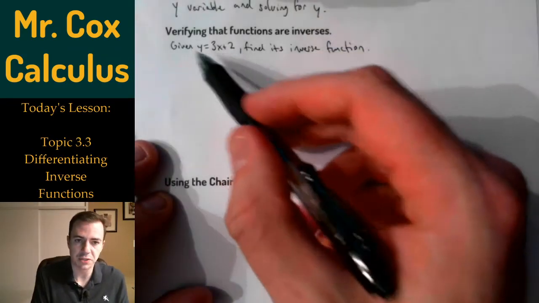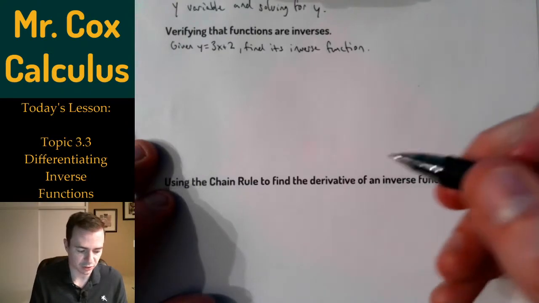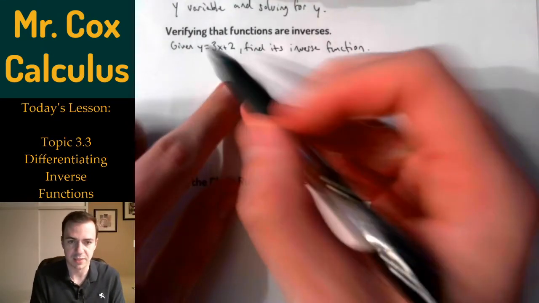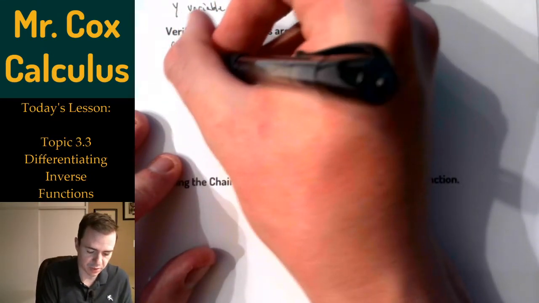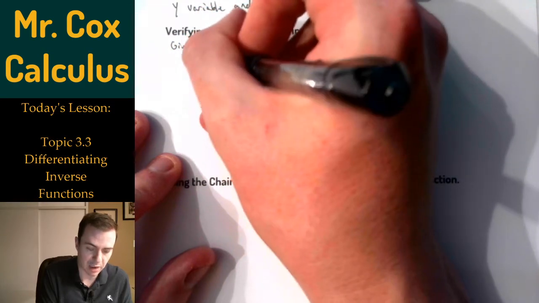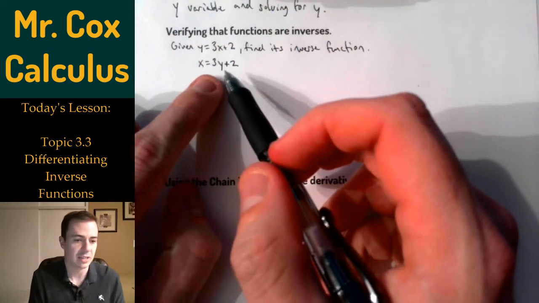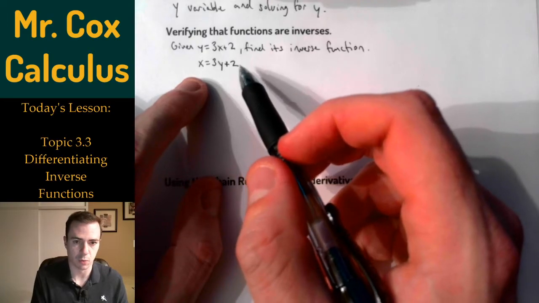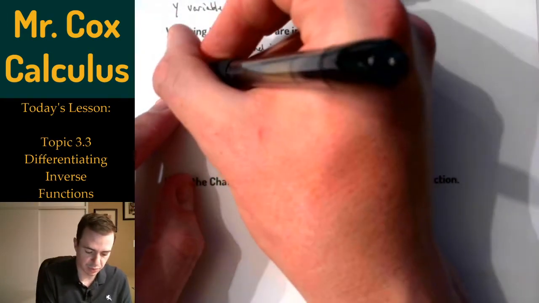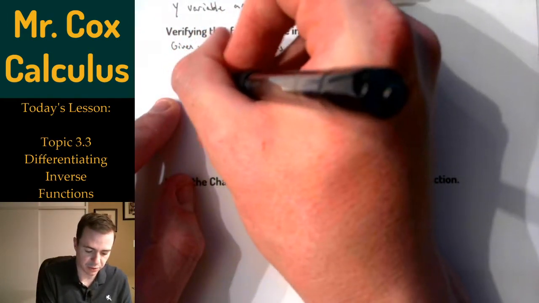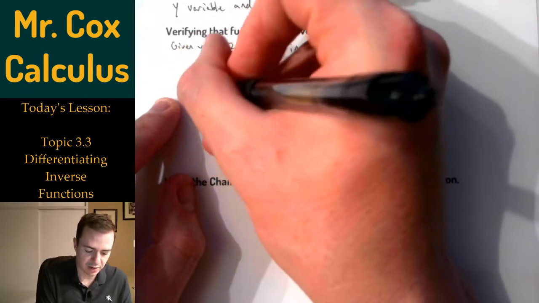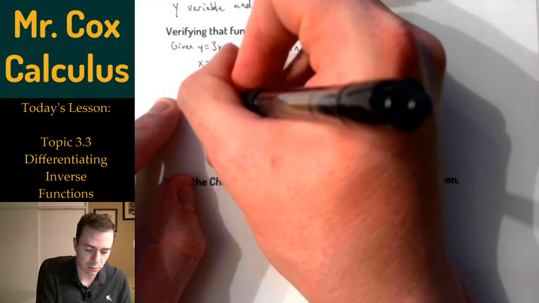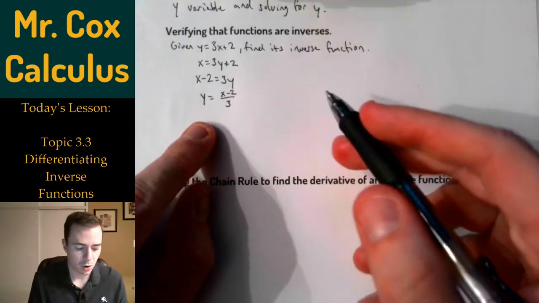But if y equals 3x plus 2 has an inverse function, we can figure it out by taking the x and the y and swapping them. So we then write it as x equals 3y plus 2. And now I just have an equation I can rearrange and solve for y. I can subtract 2 from both sides and get x minus 2 is equal to 3y. And then if I divide by 3, I get y equals (x minus 2) over 3.